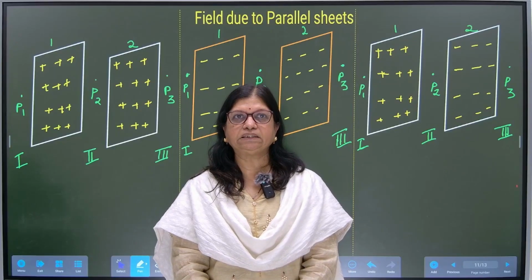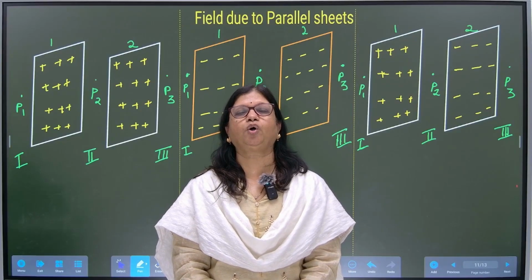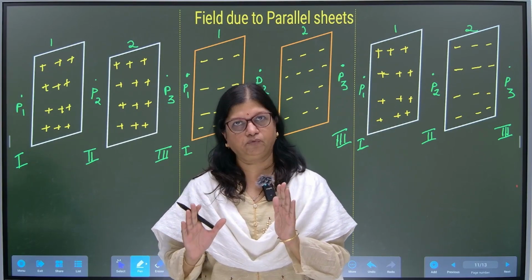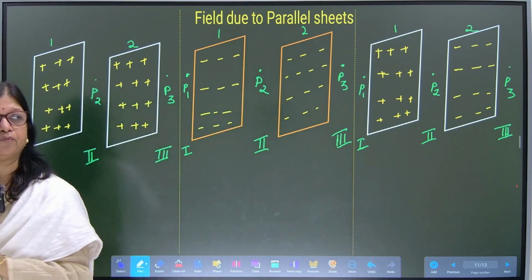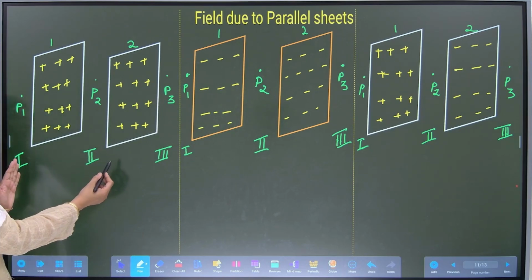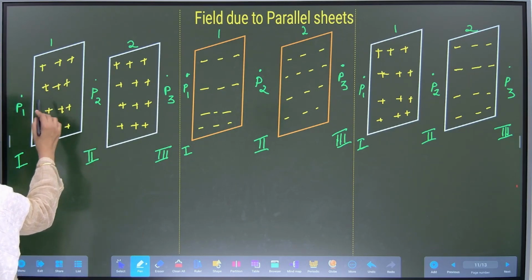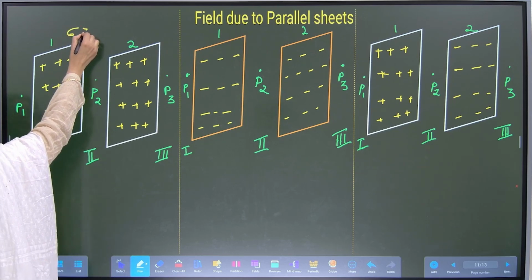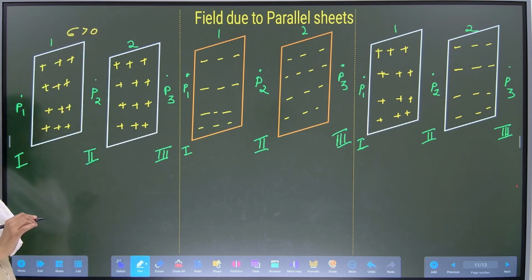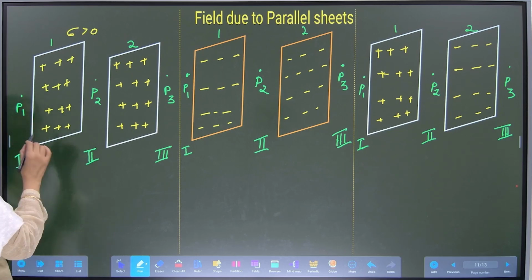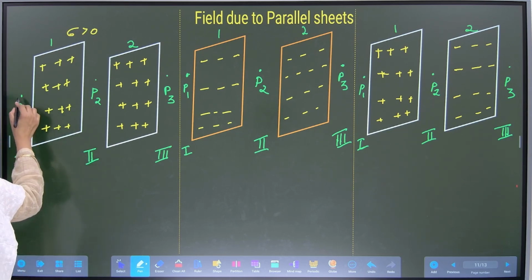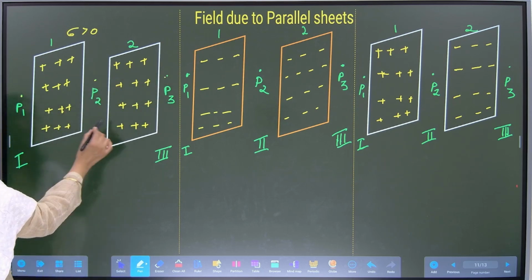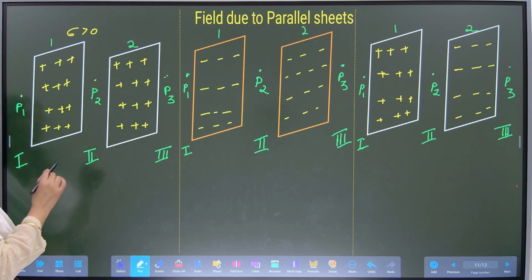So now let us consider some cases of two plane sheets parallel to each other. Now I have drawn two plane sheets here with a positive charge density, that is sigma greater than 0 for both the sheets. I would like to find out the electric field at P1, P2 and P3 due to the availability of these two plane sheets.